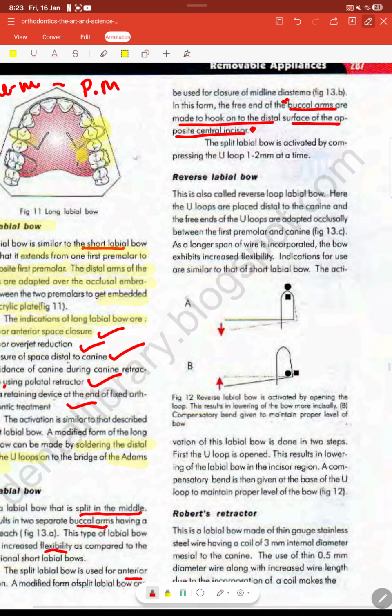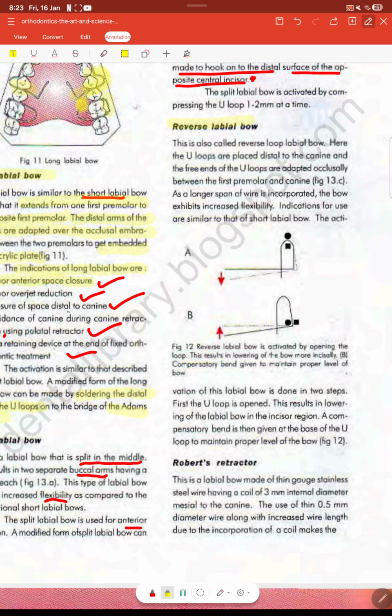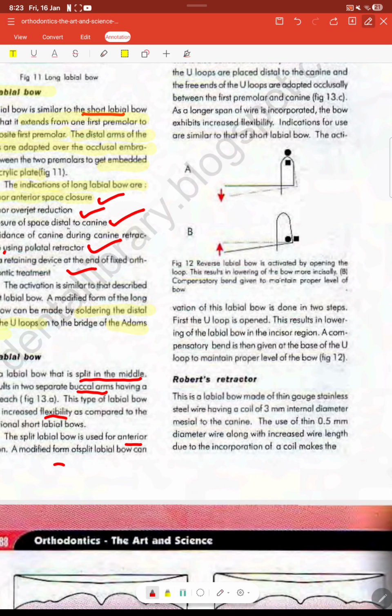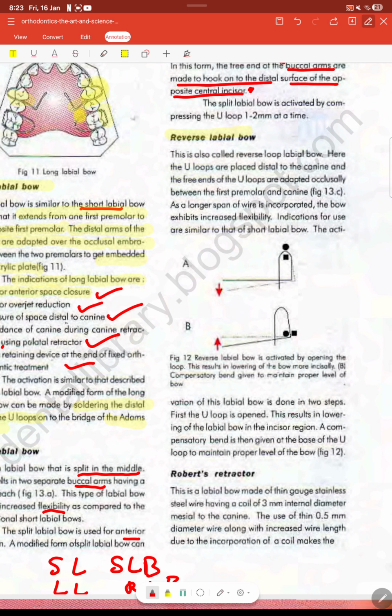Now moving forward with the reverse labial bow. We saw the short labial bow, the long labial bow, and also the split labial bow. Now we're seeing the reverse labial bow. What does the reverse labial bow have to say? This is also called the reverse loop labial bow.